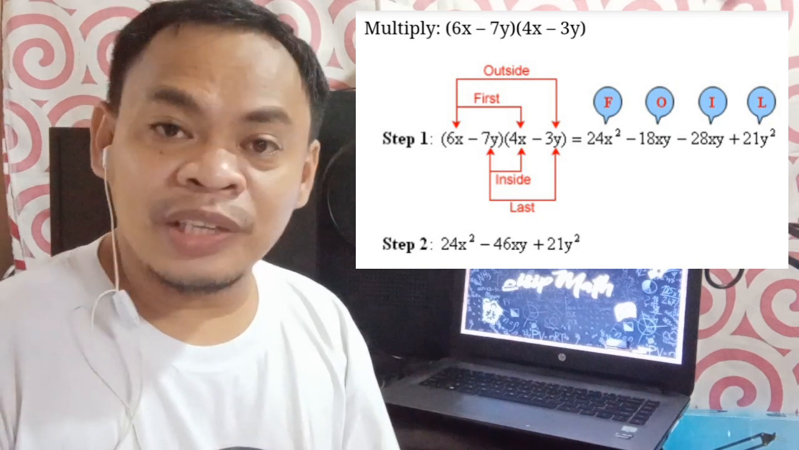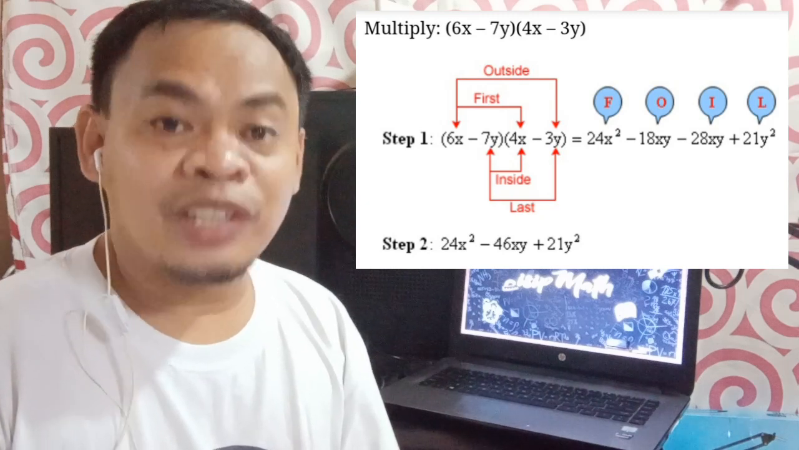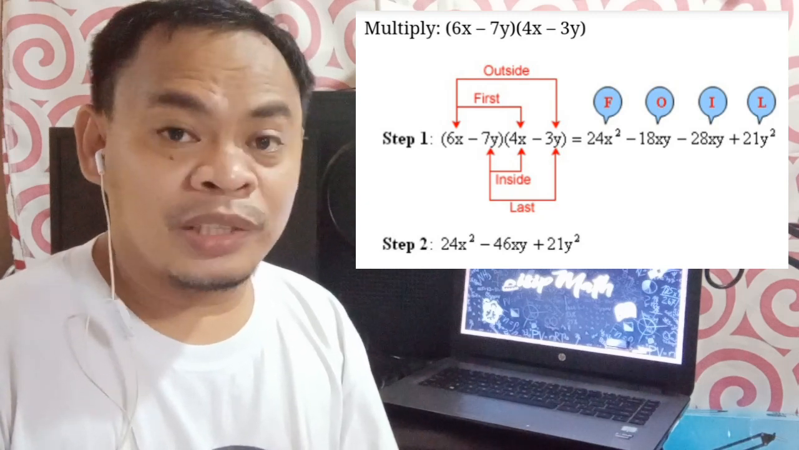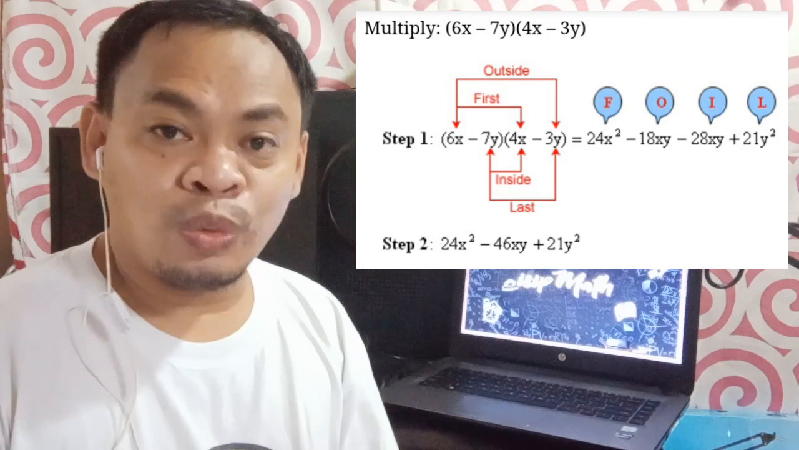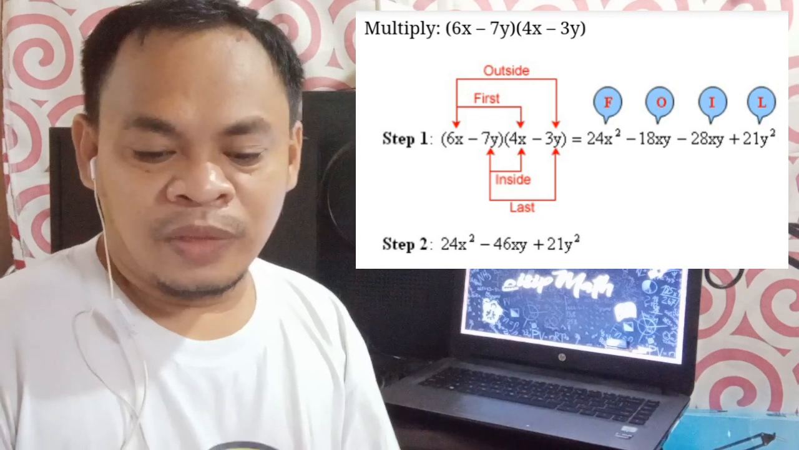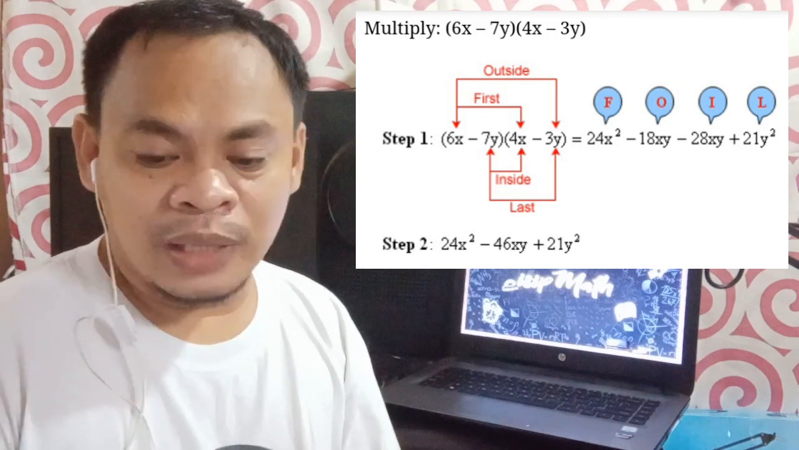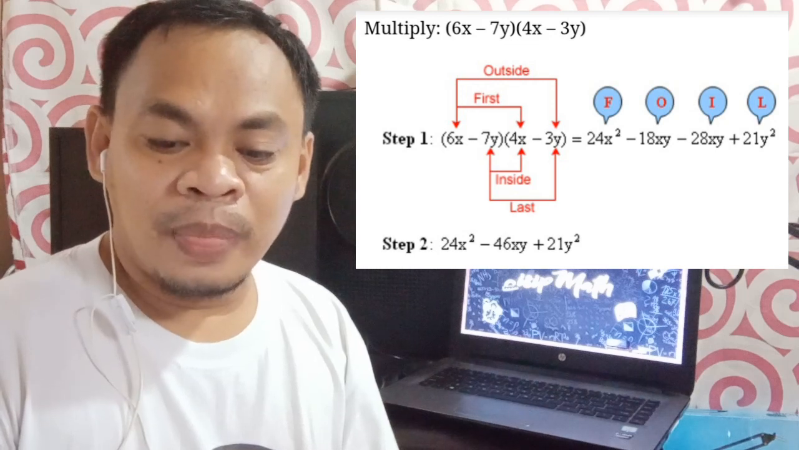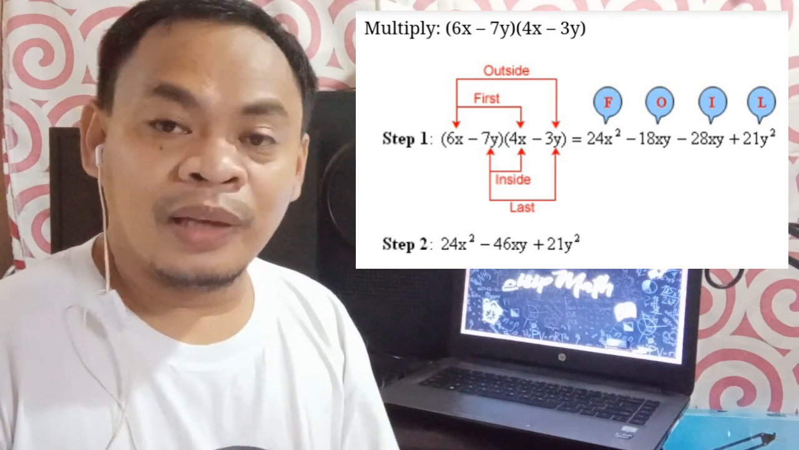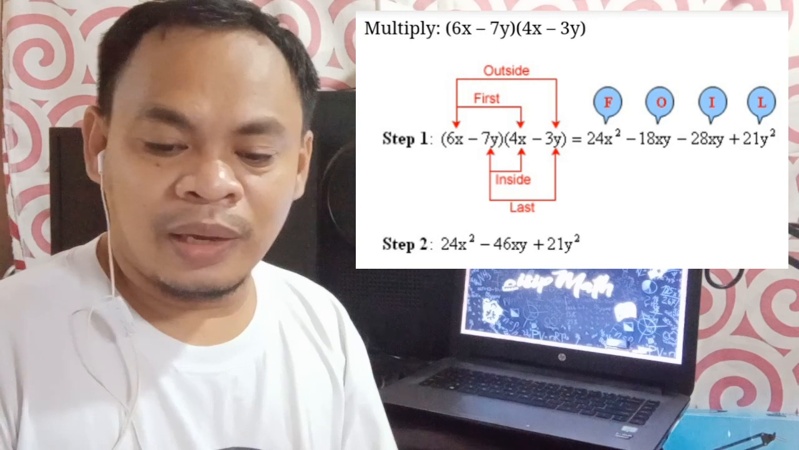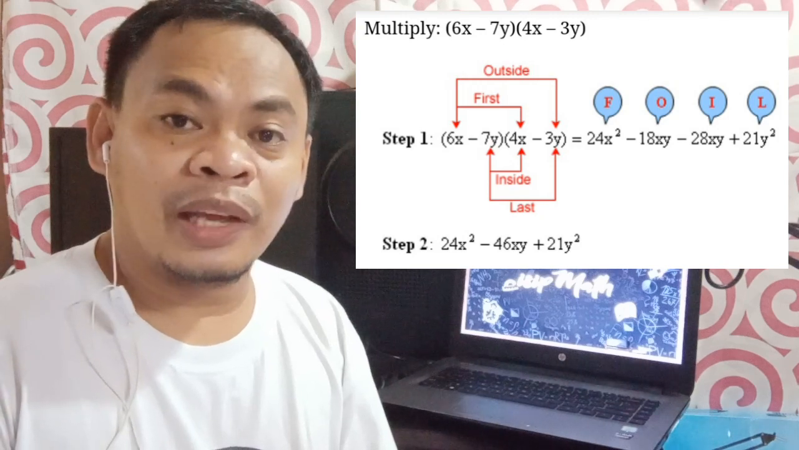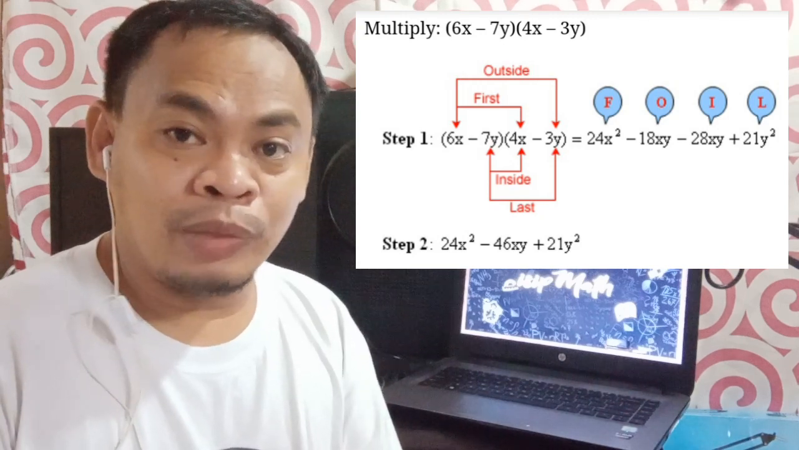So, our answer is 24x squared minus 46xy plus 21y squared. It became negative 46xy because we have like terms, the negative 18xy and the negative 28xy. So, we add them because they have the same sign.